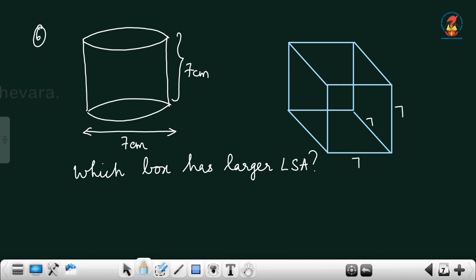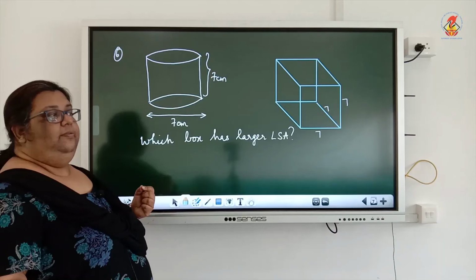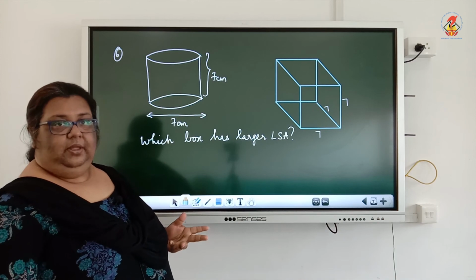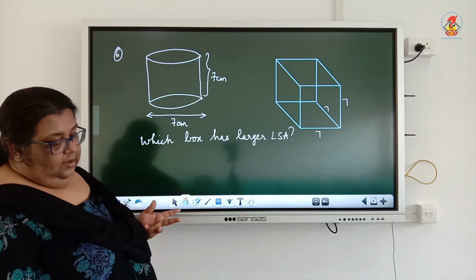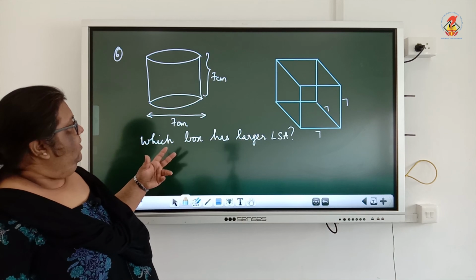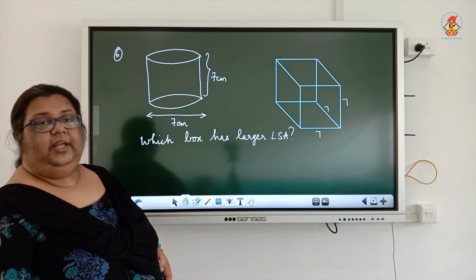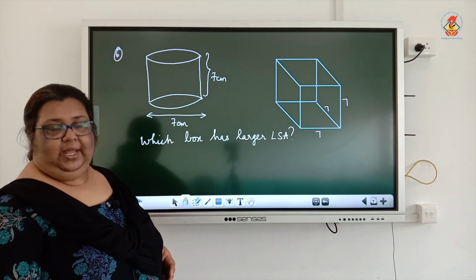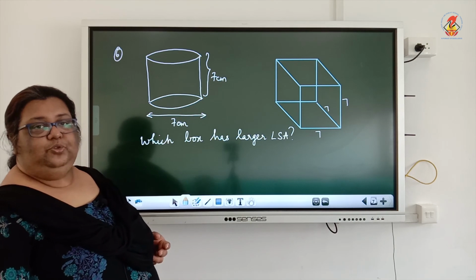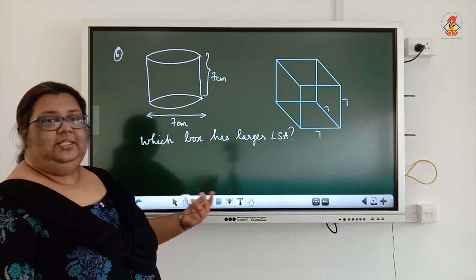Question number 6. Describe how the two figures at the right are alike and how they are different. Which box has larger lateral surface area? There are two figures here. You have to write one point which is different and one point which is same. So, how can you write? Looking into the figures, the height of the cylinder is 7, height of the cube is also 7. So, you can write both figures are having same height. And what is the difference between these two figures? One is a cylinder, one is a cube.